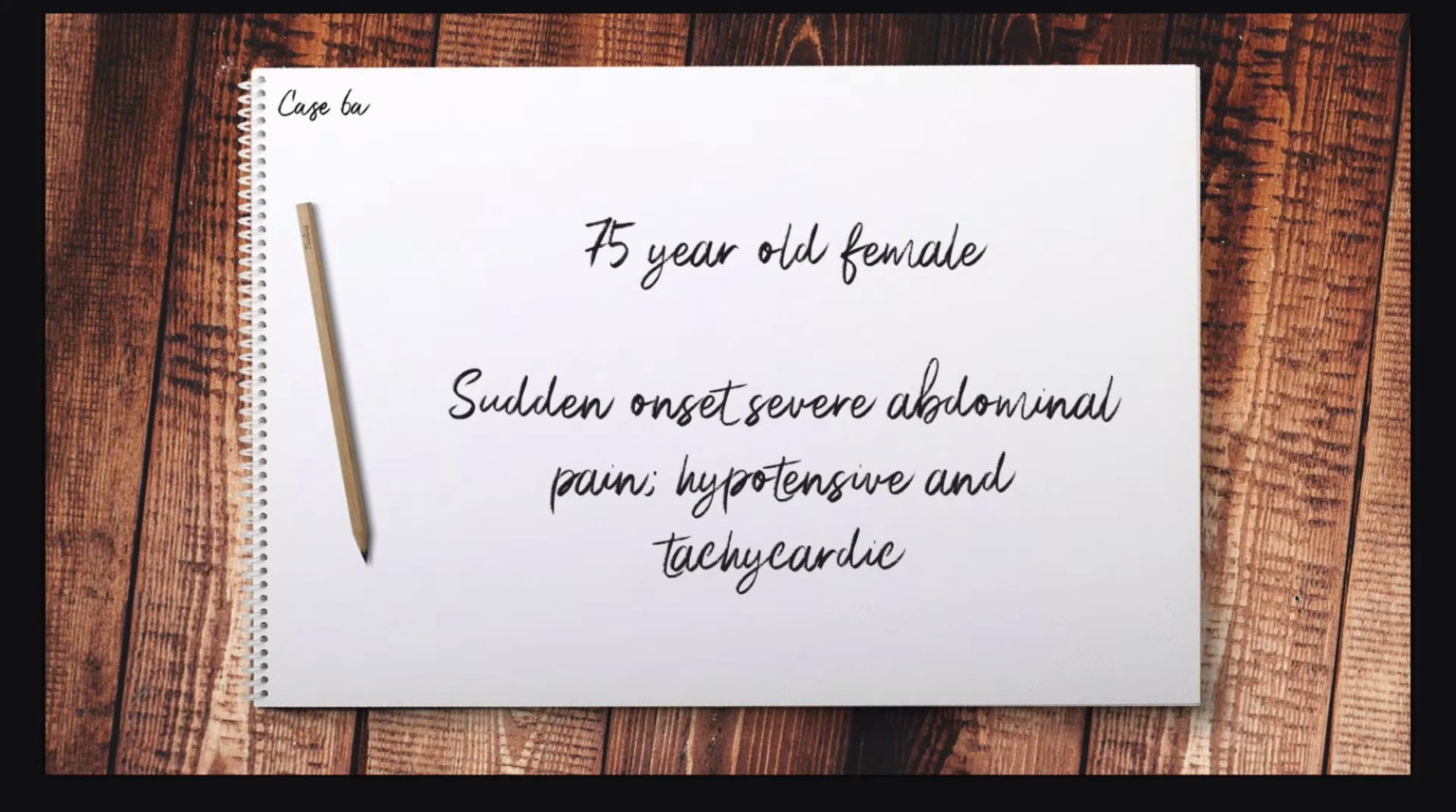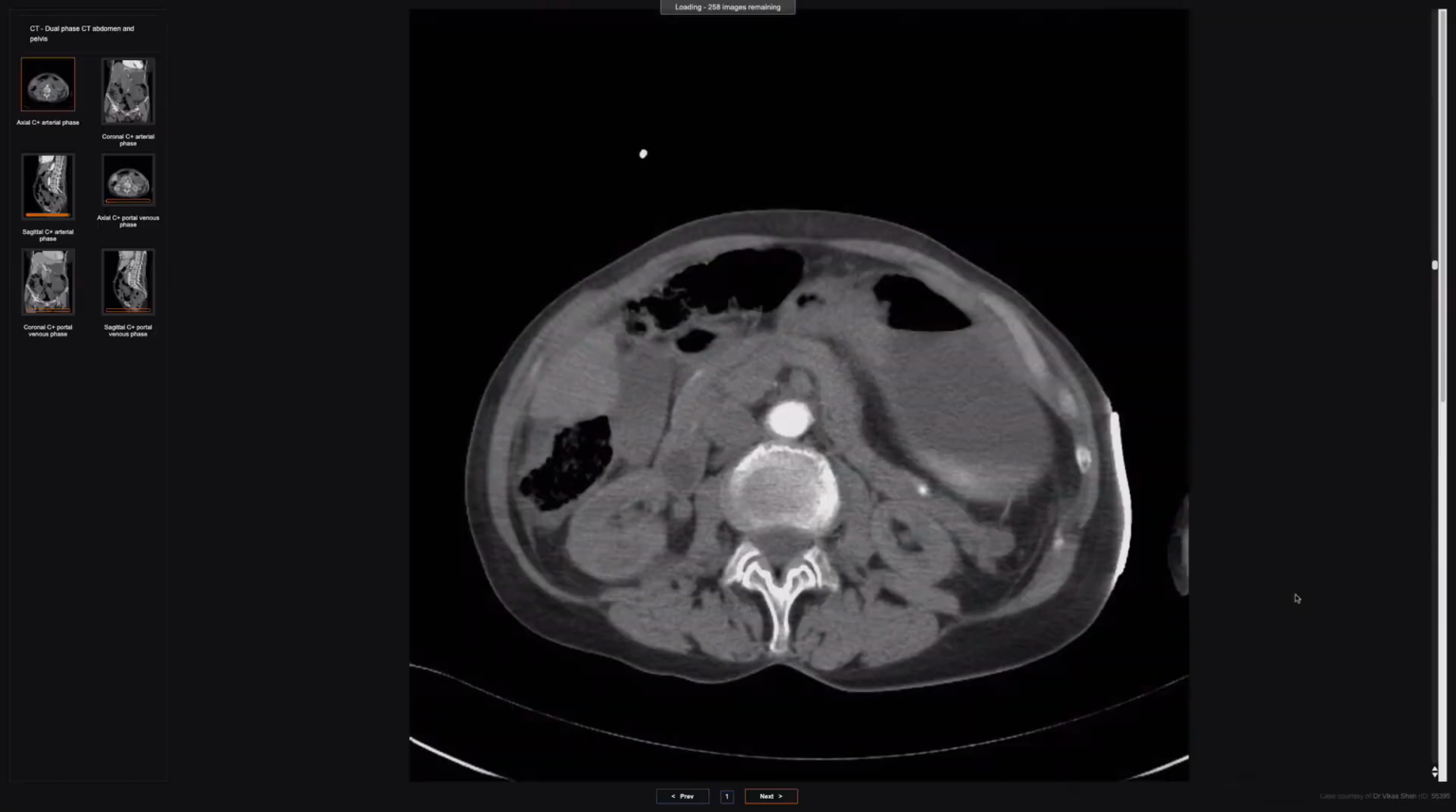Okay, so moving on to thinking about things which are now beyond just a single portal venous phase. 75-year-old female, sudden onset severe abdominal pain, hypotensive and tachycardic. Now there could be lots of different things going on here, some kind of perforation, but often they'll put it to you that we think this might be bowel ischemia. So then you have to figure out how you go in at the outset with your protocol, assuming the patient can receive intravenous contrast.